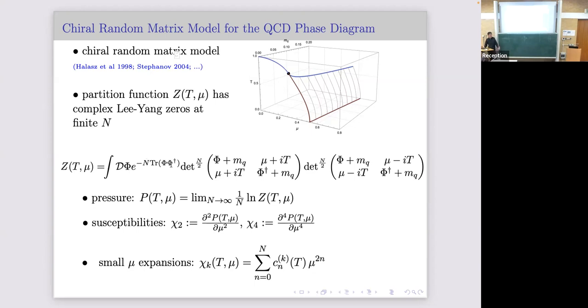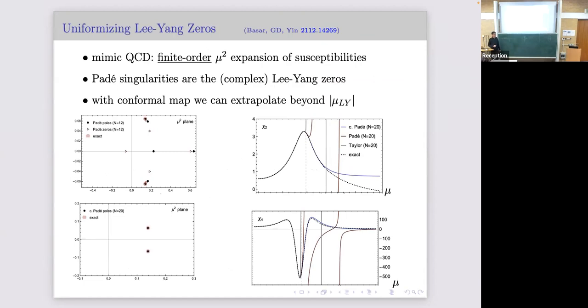This is much easier than QCD because we have an actual concrete expression for the partition function. It's not an integral. So we can mimic QCD. We can just take these expansions that we can calculate from the partition function, but only take them to finite order. The Padé singularities have physical meaning, so-called Lee-Yang zeros, and these play an important role in understanding what sort of phase transition it is. Just look at the plots maybe for now.